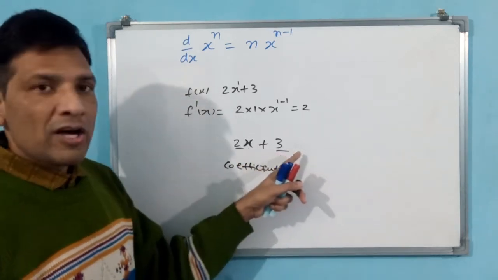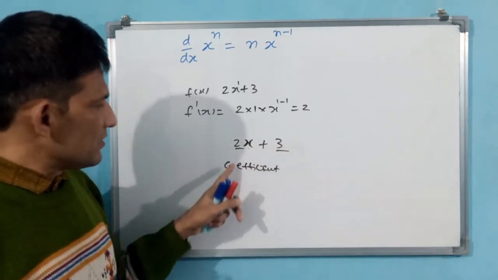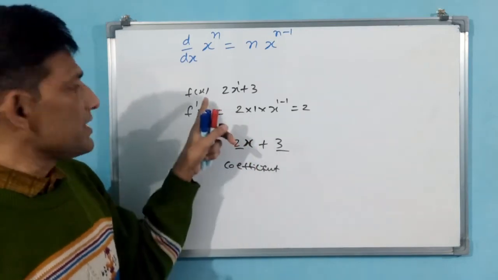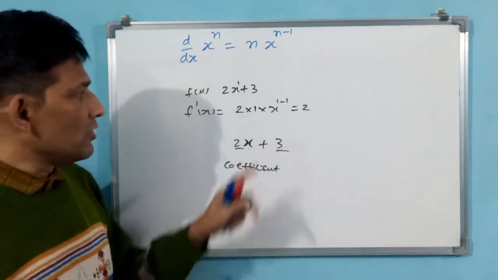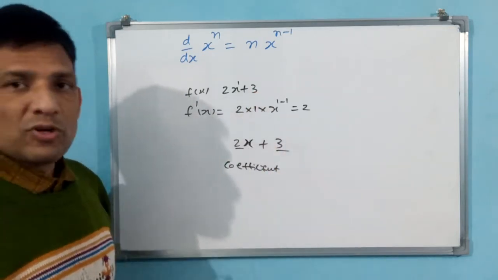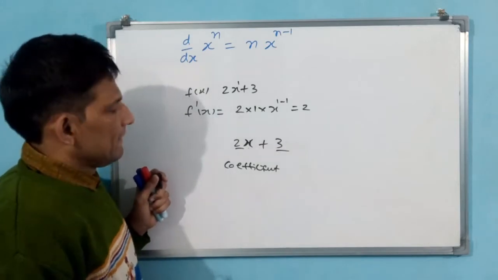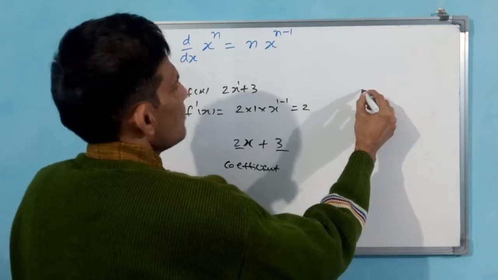Along with the variable, if any element is there, that element is called a coefficient. A coefficient is not going to become 0 in the derivative, but a scalar is going to become 0. Why? Because it doesn't have any x.